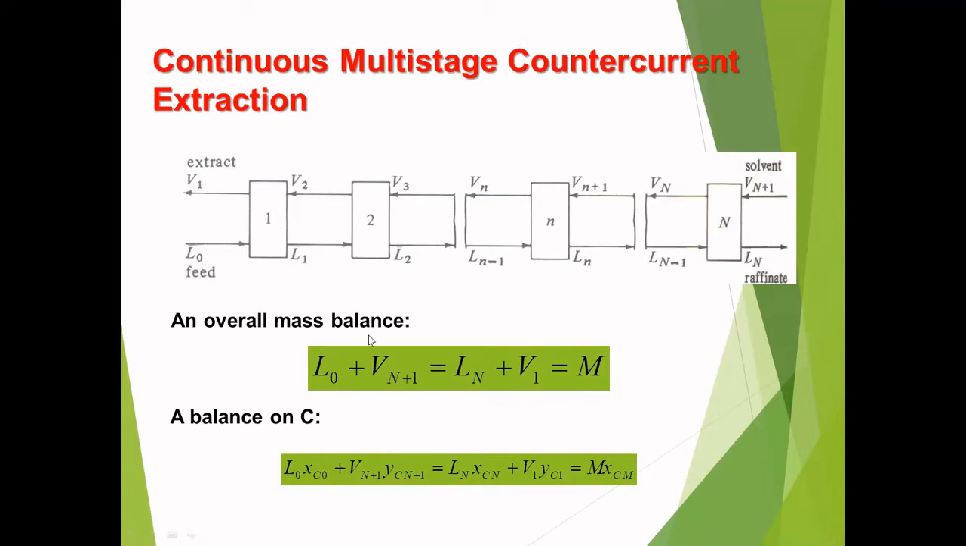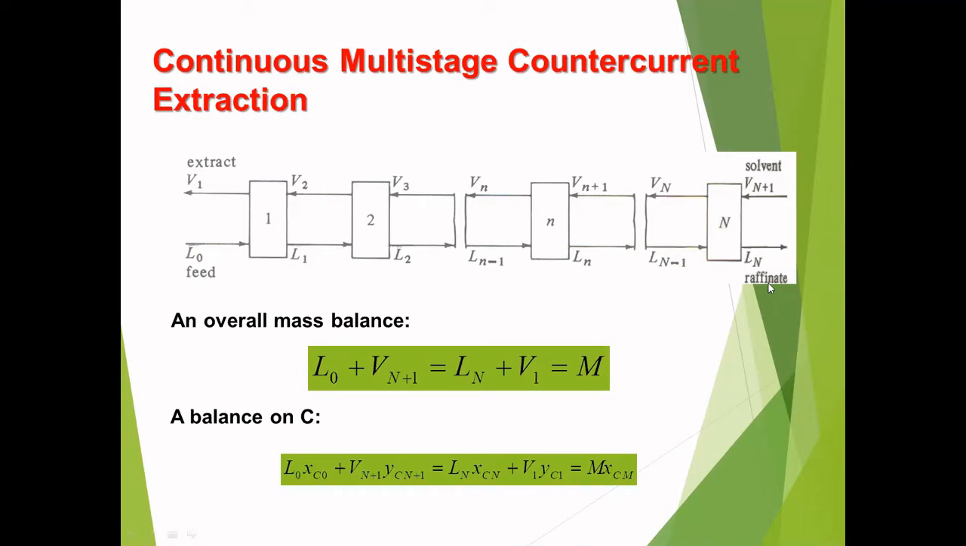So if we have the schematic diagram of a continuous multi-stage countercurrent extraction system presented, it would be something like this. If you want this illustrated vertically, all you have to do is turn this clockwise and that's it. It's already a column. This one is a side-by-side representation of a multi-stage countercurrent extraction. Feed is L0, extract is V1, solvent is V sub N plus 1, and raffinate is LN.